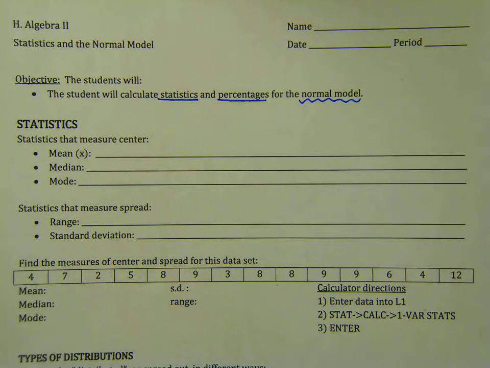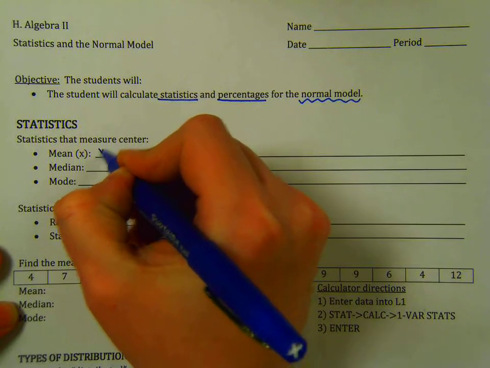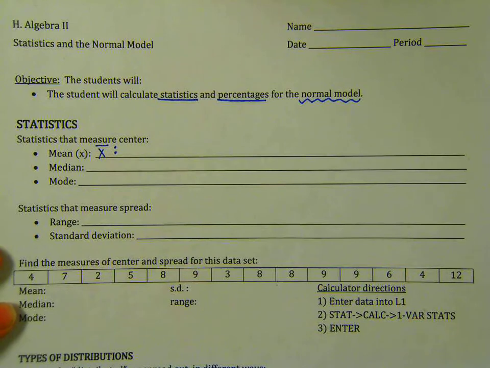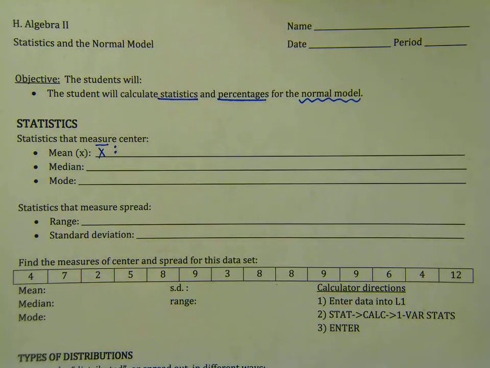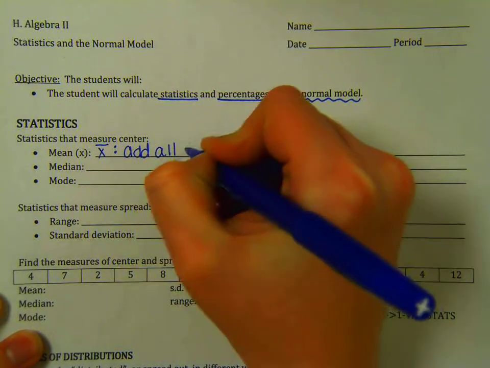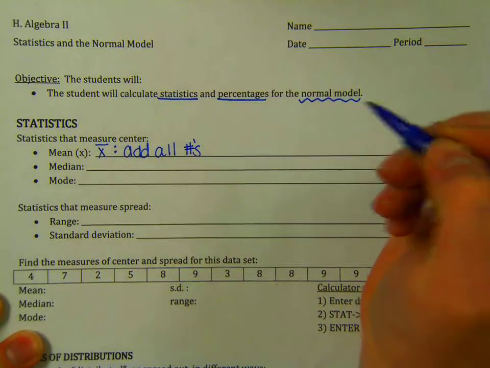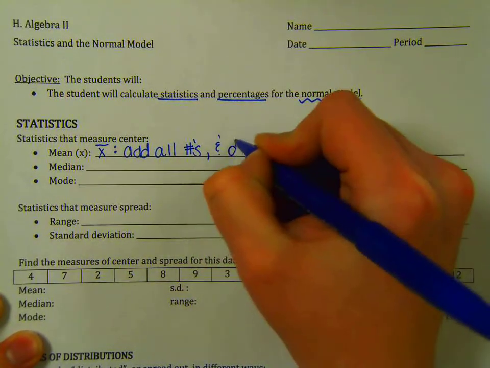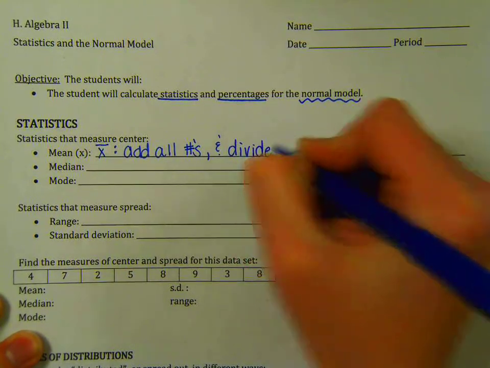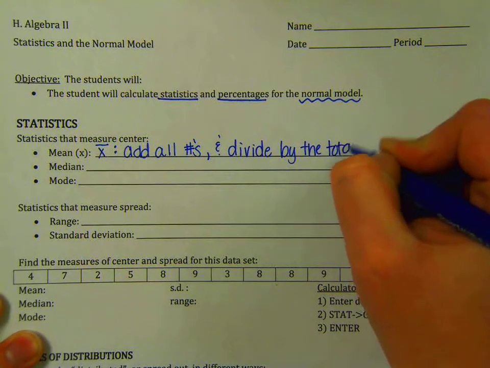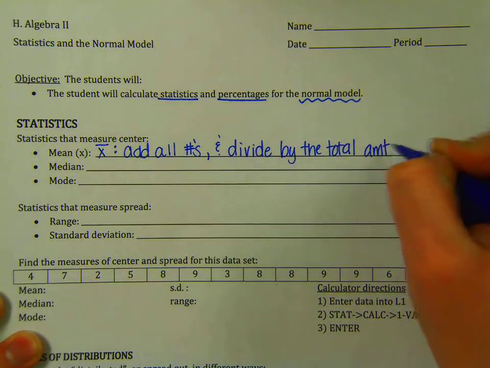Mean, everyone should know the mean. It's actually in your calculator as X bar. You're going to see that at some point in the future. And really, all you're doing is adding all of the numbers up and dividing by how many numbers there are. So add all numbers. No, this is not a hashtag, it means number. And divide by the total amount of numbers.